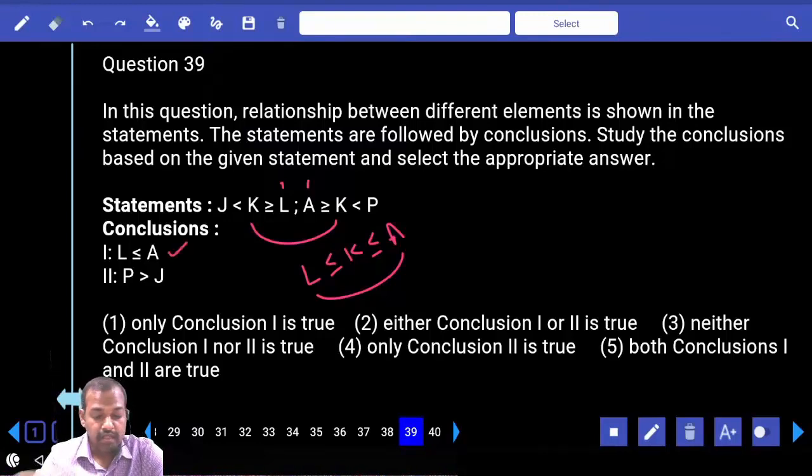Next one, P greater than J. So P is in the second statement and J is in the first statement. Now tell me, K is the common variable or not? So P greater than K and K greater than J. So P greater than J, is that right or wrong here? Yes or no?